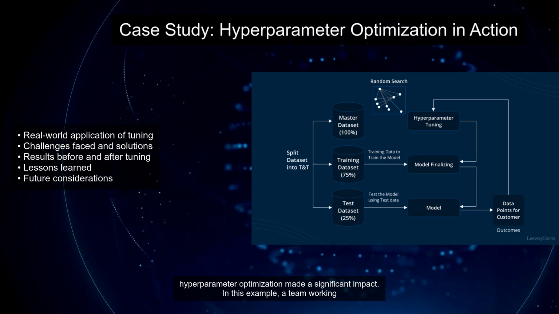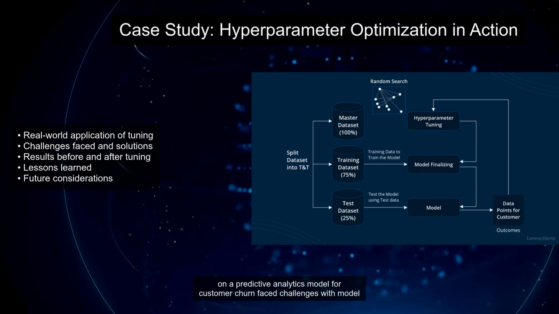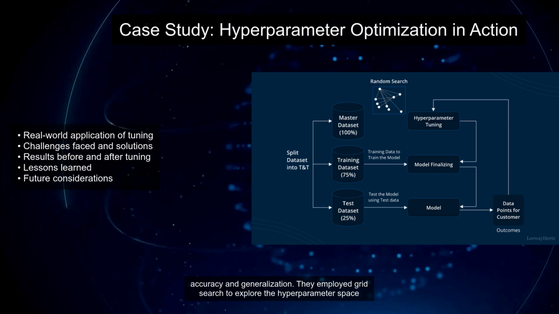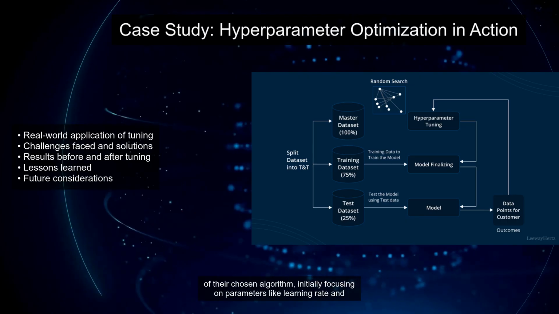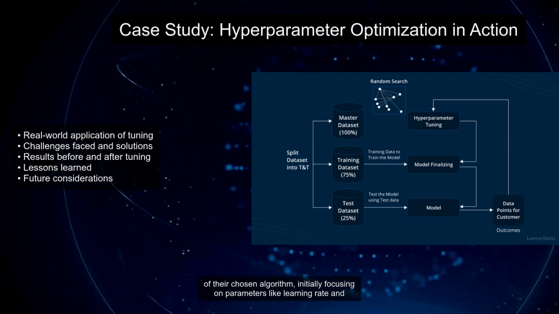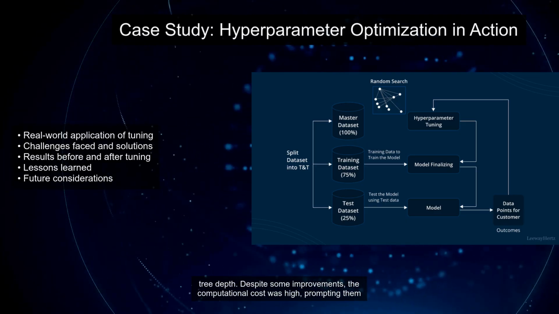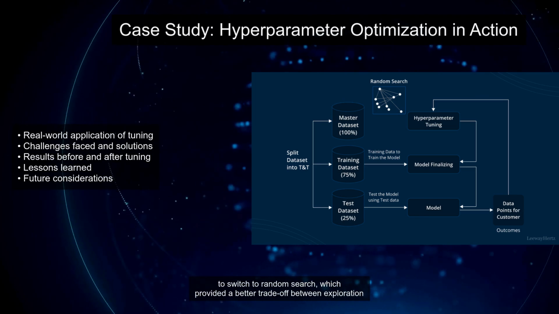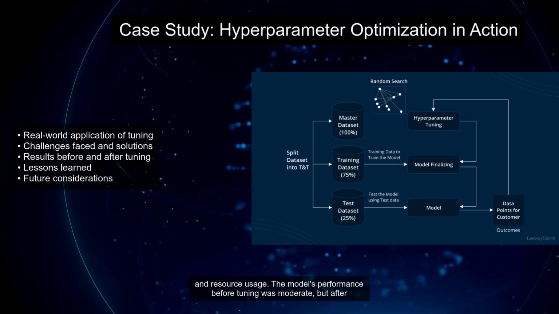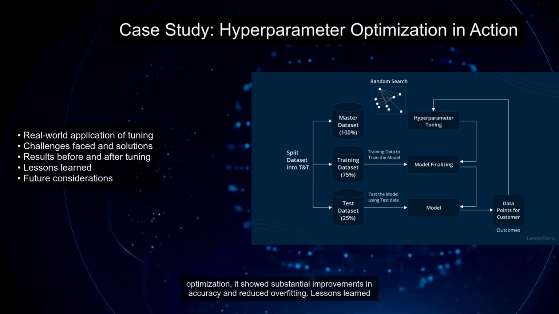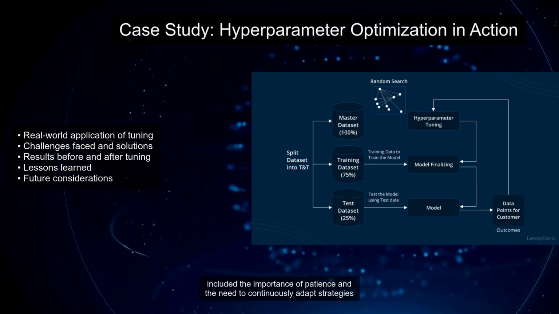In this example, a team working on a predictive analytics model for customer churn faced challenges with model accuracy and generalization. They employed grid search to explore the hyperparameter space of their chosen algorithm, initially focusing on parameters like learning rate and tree depth. Despite some improvements, the computational cost was high, prompting them to switch to random search, which provided a better trade-off between exploration and resource usage. The model's performance before tuning was moderate, but after optimization, it showed substantial improvements in accuracy and reduced overfitting.